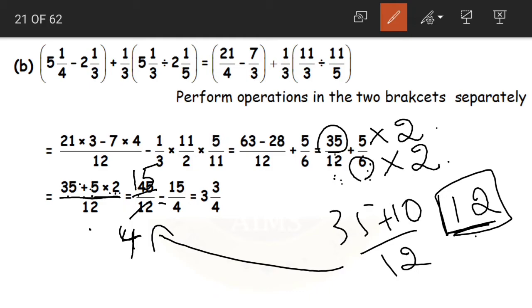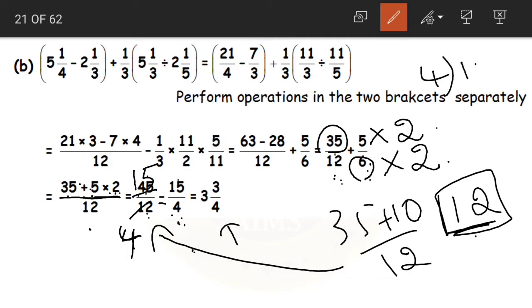Yes, 3 4s are 12 and 3 15s are 45. So the simplified version of 45 by 12 is nothing but 15 by 4. Clear students? 15 by 4. Now again this 15 by 4 can be written in a more simplified form. We can convert it into a mixed number. How do we do that?